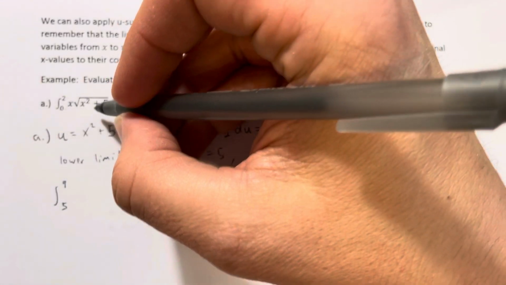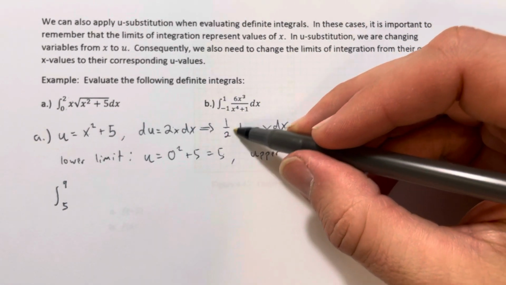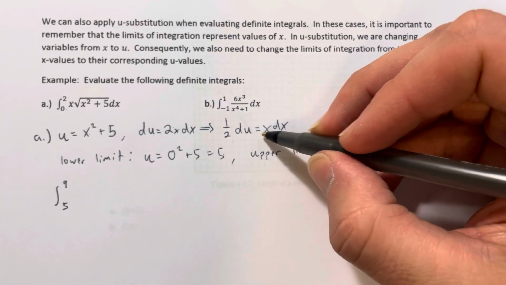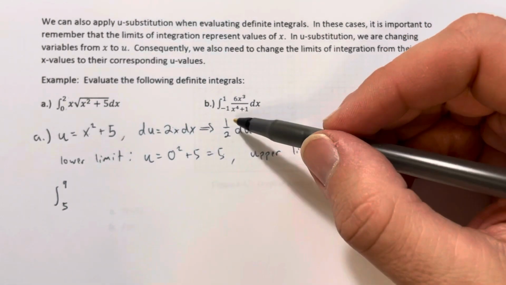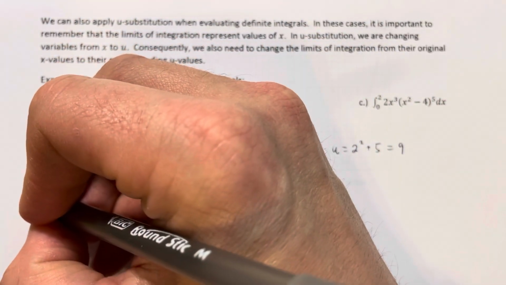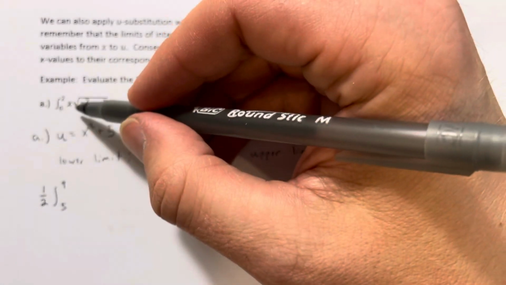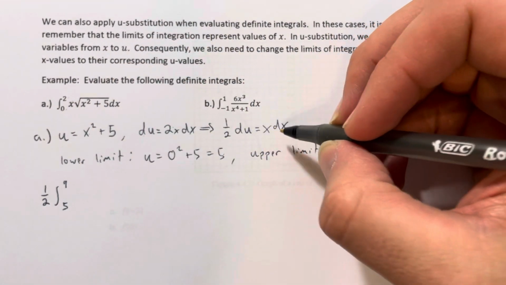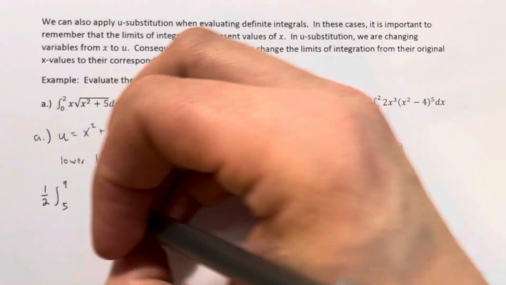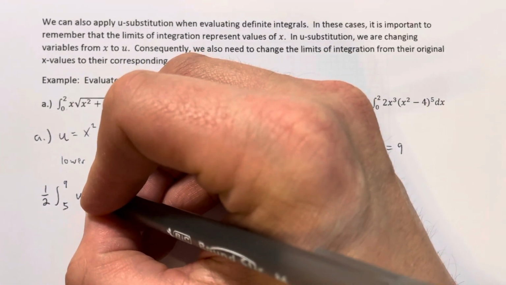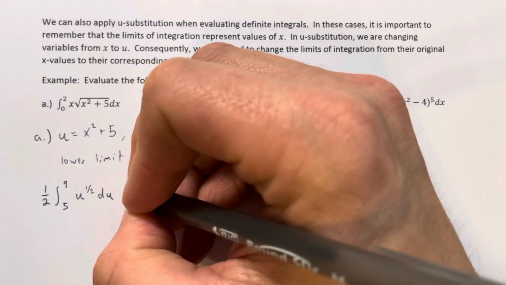And then here, remember that we have this 1/2 that showed up when we found our du, and we know from experience that 1/2 can be brought out of the integral, so I'm going to do that here. And then I have the square root of u times du. That accounts for everything that's in my integrand. So I'm going to write that as u to the 1/2 du.